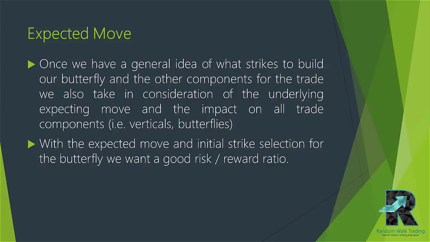So that debit trade, your max loss is whatever you pay for it. So if I pay $1 for a butterfly and buy 5 contracts, I've got $500 at risk if it decides to sit there and expire worthless outside and not in the butterfly. And with that expected move calculation, we'll take that to pick the initial strike selection for the butterfly.